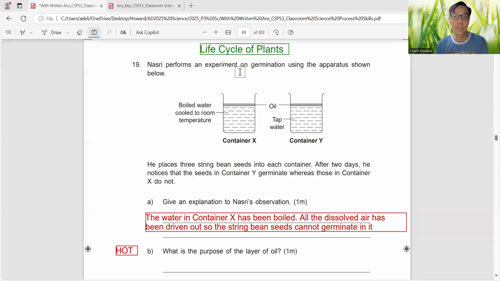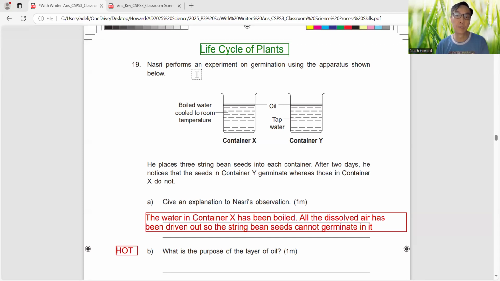Hello, this is another question in the life cycle of plants. As you can see, this person performs an experiment on germination using the apparatus shown below. So you have a container X on the left, boiled water cooled to room temperature.